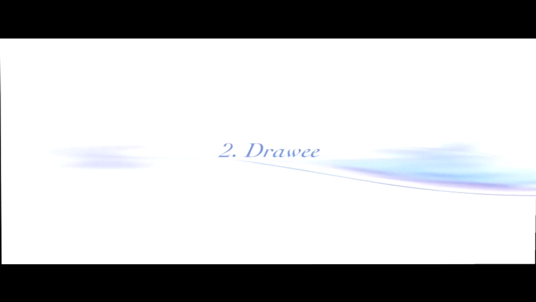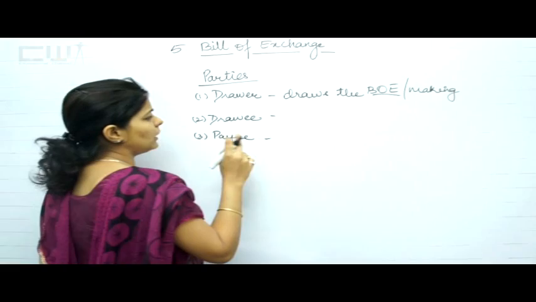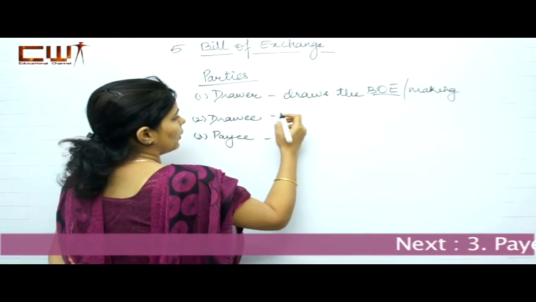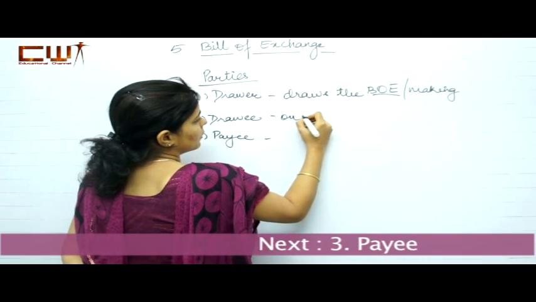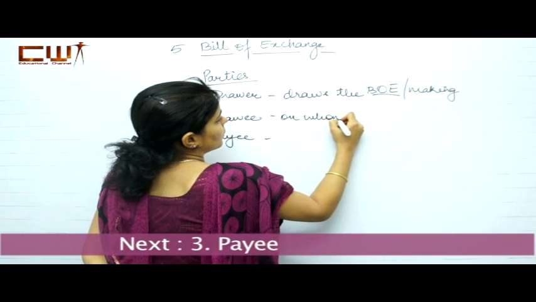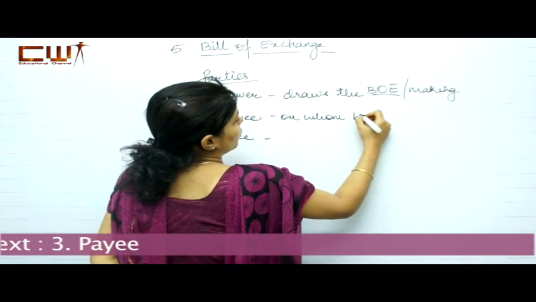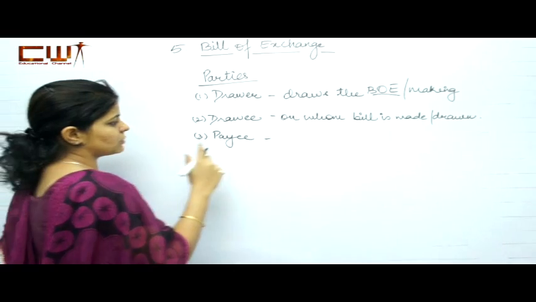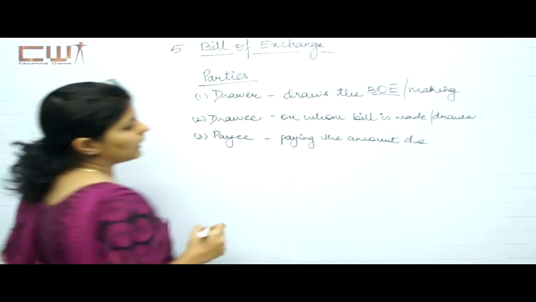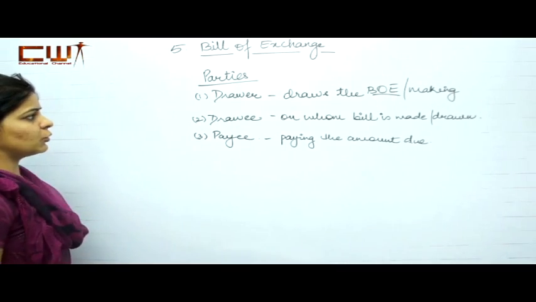Drawee. The drawee is the person on whom the bill is made or drawn. The payee is the person who is paying the amount that is due.